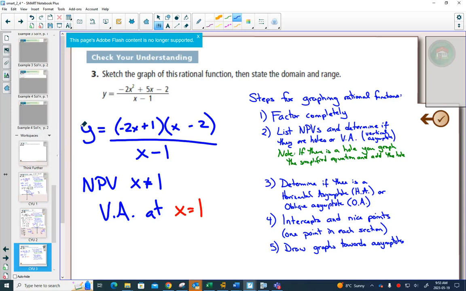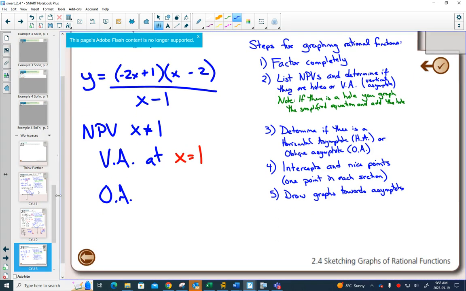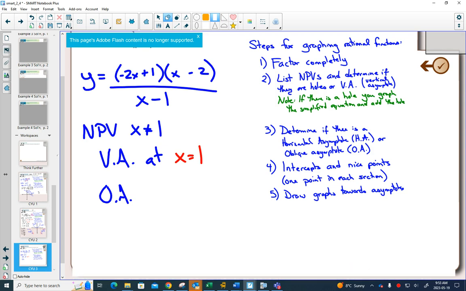This is the situation where the degree is larger in your numerator than the denominator. That will result in an oblique asymptote. And you find your oblique asymptote with either long division or synthetic division. If you can use synthetic division, it is nicer.